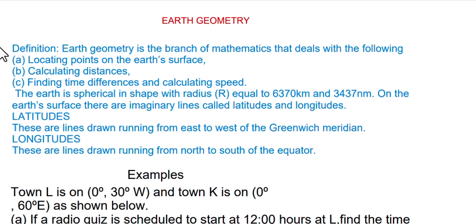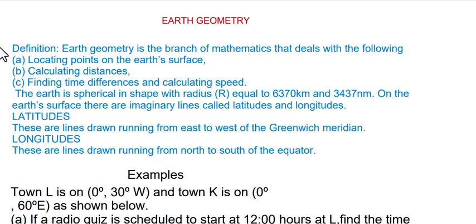Okay, so the earth is a sphere in shape with radius r, which is equal to 6370 kilometers, or 3437 in nautical miles.